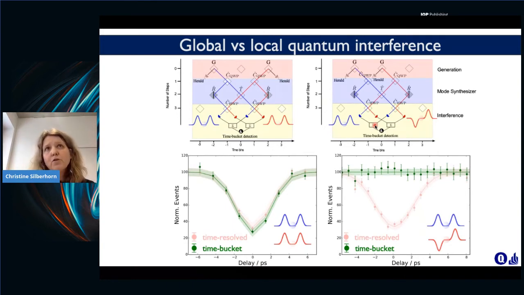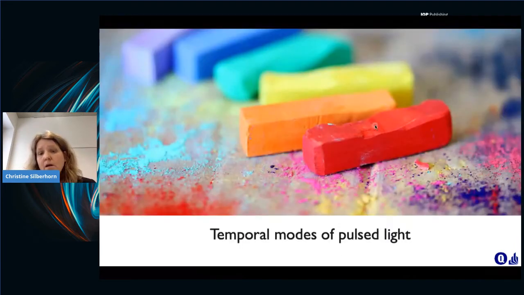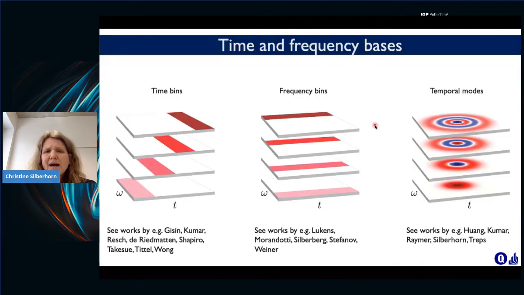Since I don't have too much time left, I would like to switch now to the last topic, which is temporal modes of pulsed light. Now, what are these temporal modes? Well, temporal modes live in the time-frequency phase space. And regarding the time bins I have just been talking about, I would like to mention there's plenty of work on these time bins and superpositions of time bins, where you encode the different states in time.